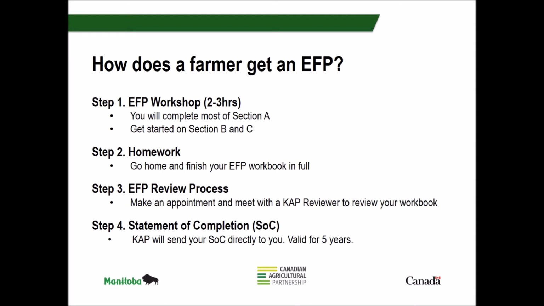Once that review is complete and the reviewer has completed the checklist they need to, the KAP office will issue you your Statement of Completion, and it'll be sent directly to you. And that Statement of Completion is valid for 5 years. So that's an overview of the EFP process of how to get one. When that 5 years is up, or when your Statement of Completion expires, you would come through this process again and update your information as needed.